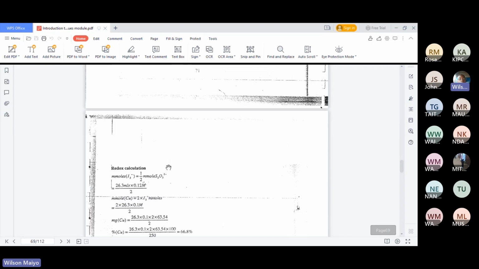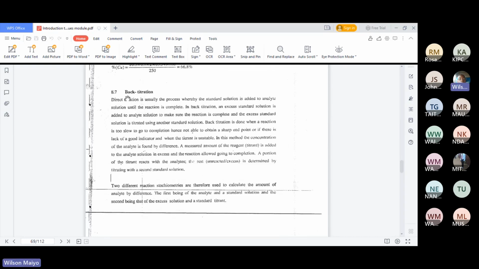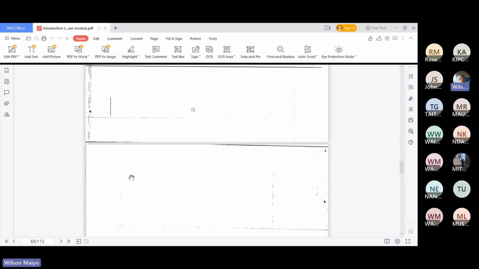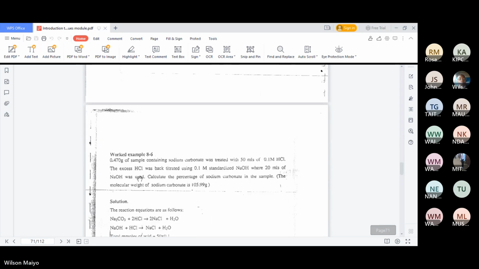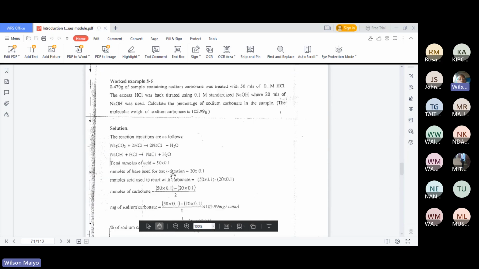Right, so I think the next discussion will be on back titration, and we can work on this next week. If you can look at the theory next week, then I can give you one or two examples on the calculation, the quantitative aspect of back titration.